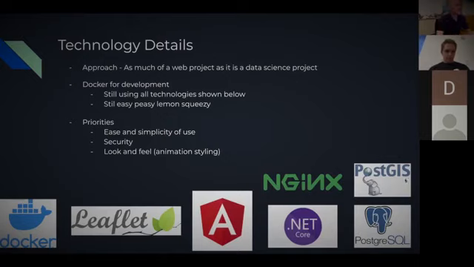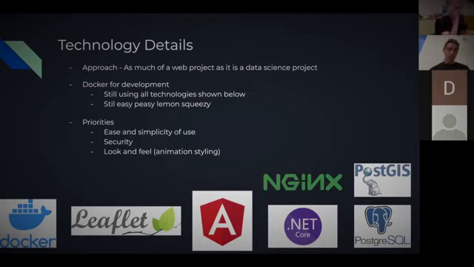So I'll talk a little bit about our technologies. As a reminder, we are approaching this as much of a web project as it is a data science project, because one of the key pieces of this application is that it would be accessible centrally to West, and easily accessible, with distributed functionality and access throughout their organization. So the website of it is nearly as important as the data science piece of it. We're still using Docker for development, and still using all of the technologies that are listed.